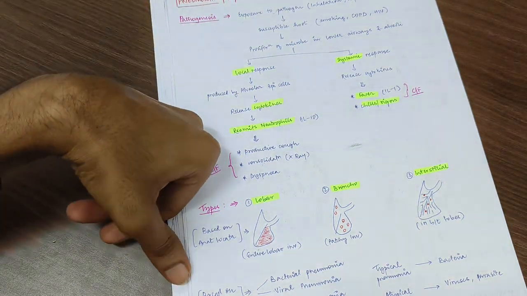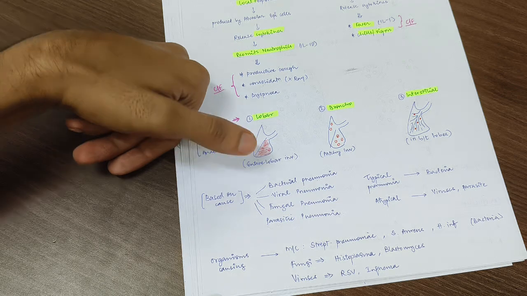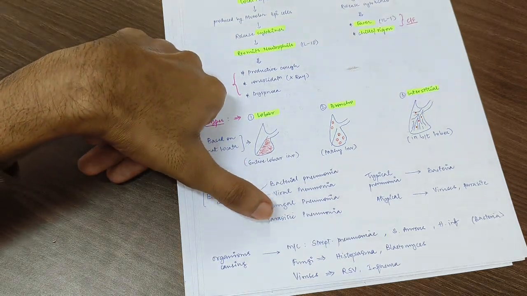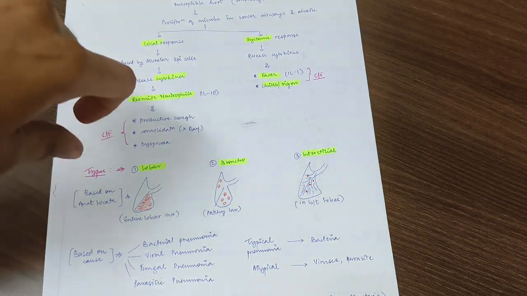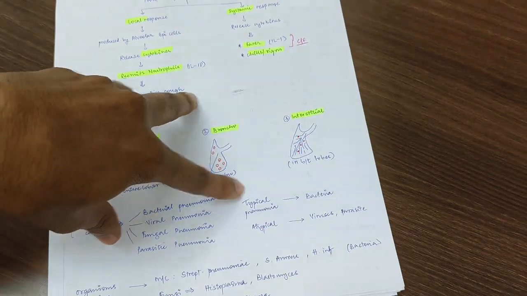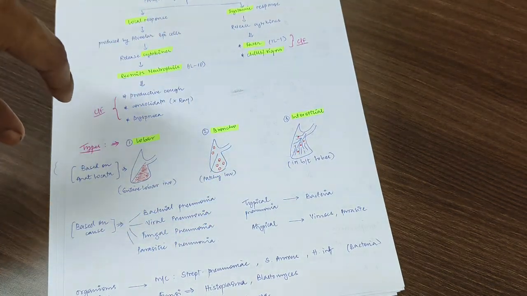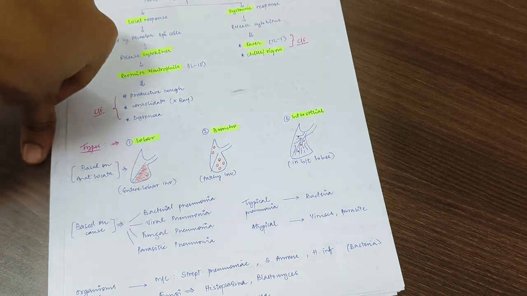Then based on the cause, you are going to classify it as bacterial pneumonia, viral pneumonia, fungal pneumonia, and parasitic pneumonia, or it's also called typical pneumonia and atypical pneumonia. Typical pneumonia is caused by bacteria, whereas atypical pneumonia is caused by, most commonly, viruses.